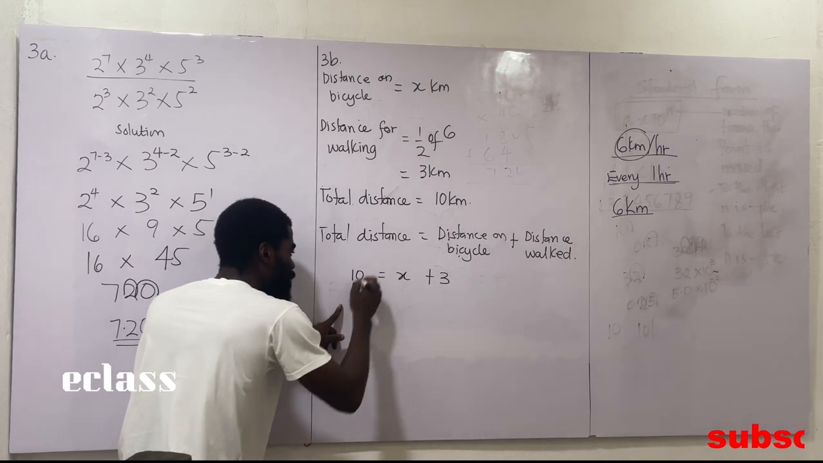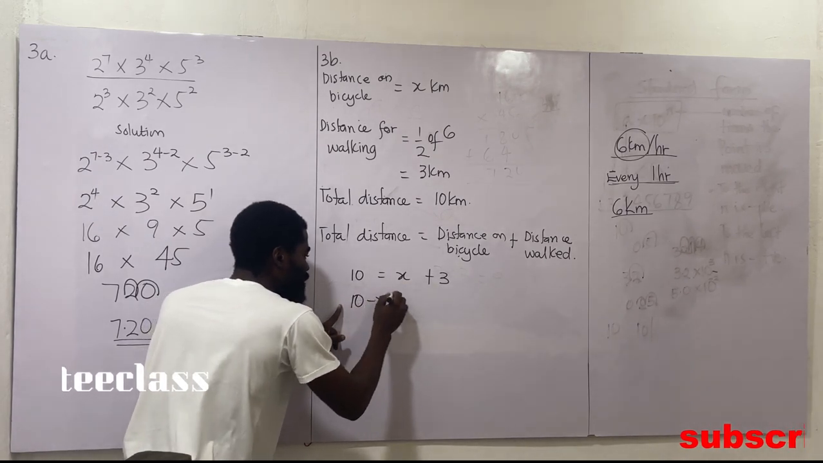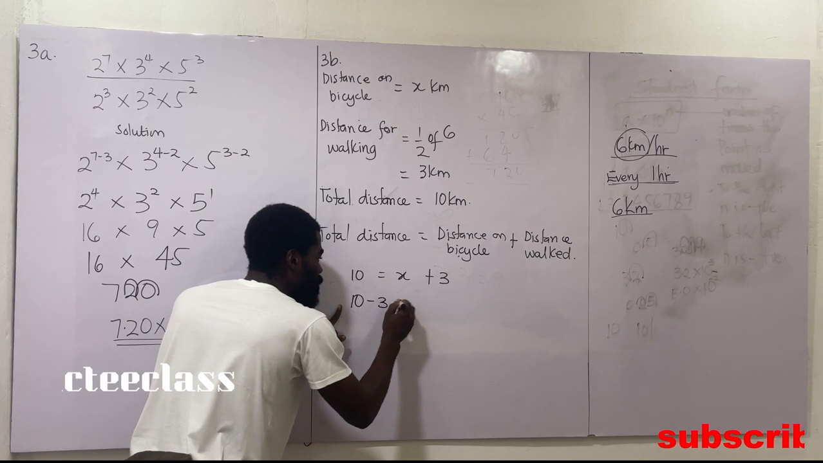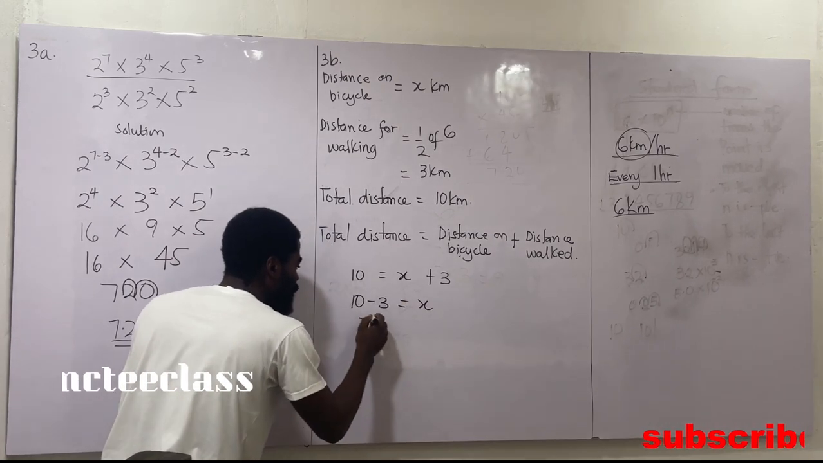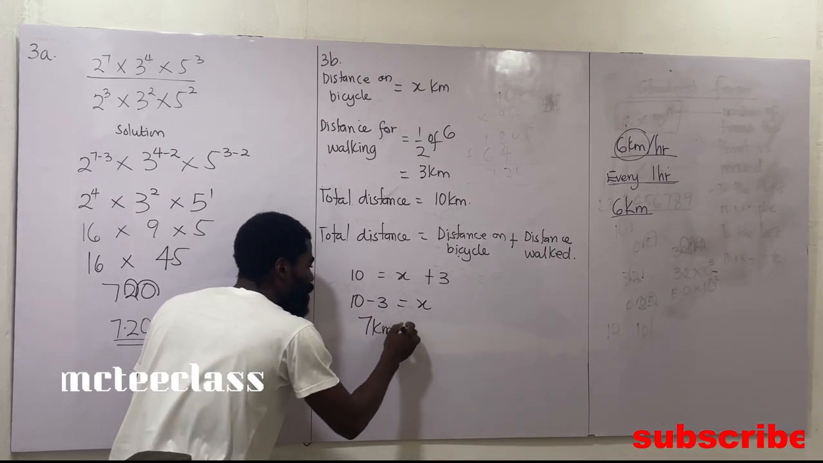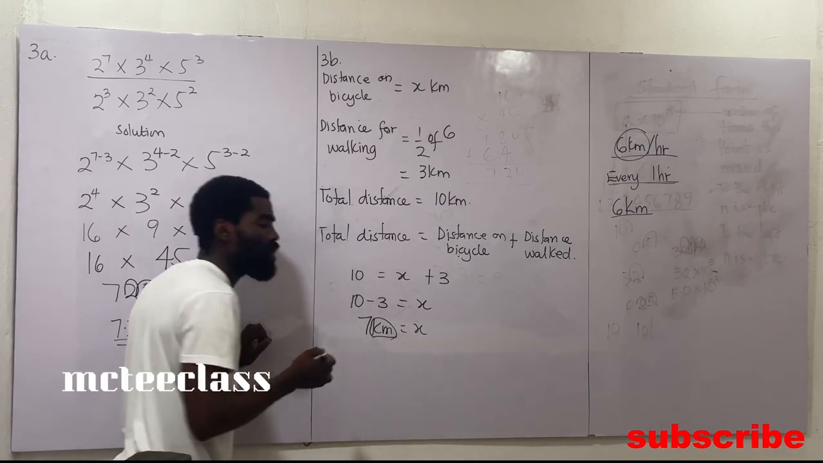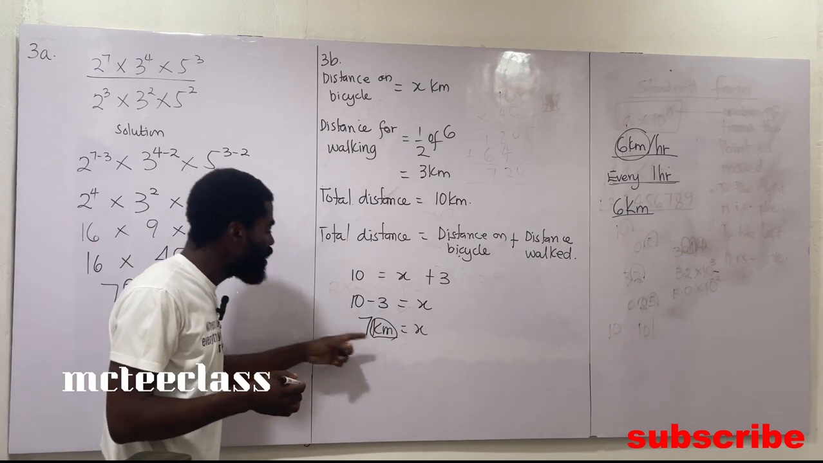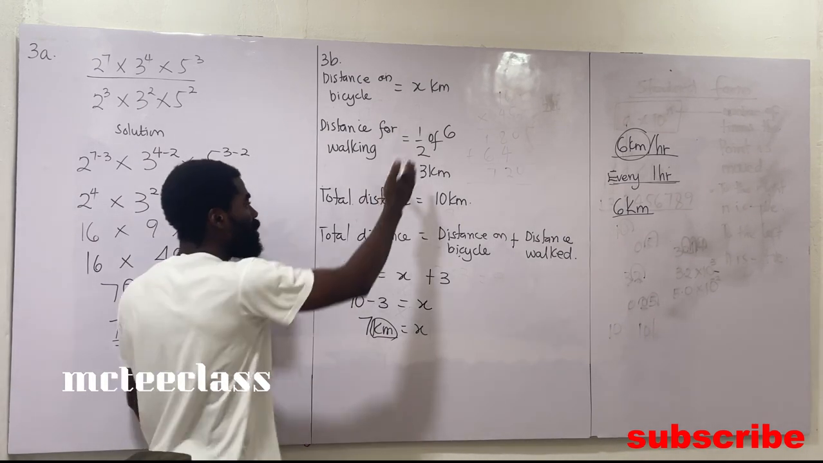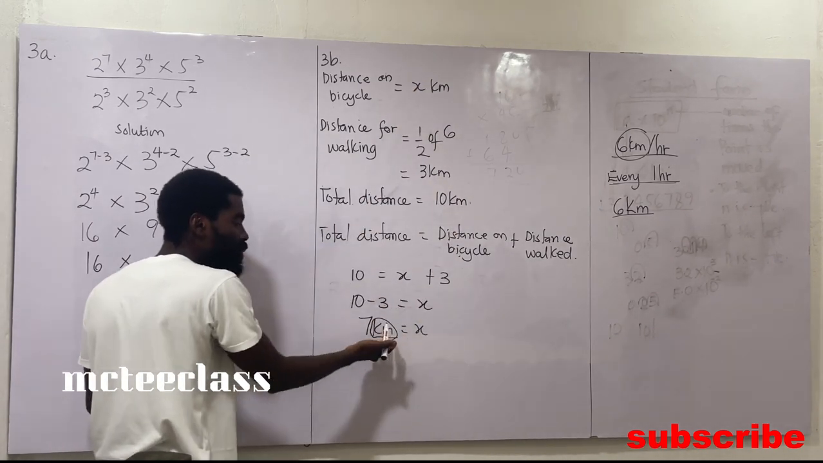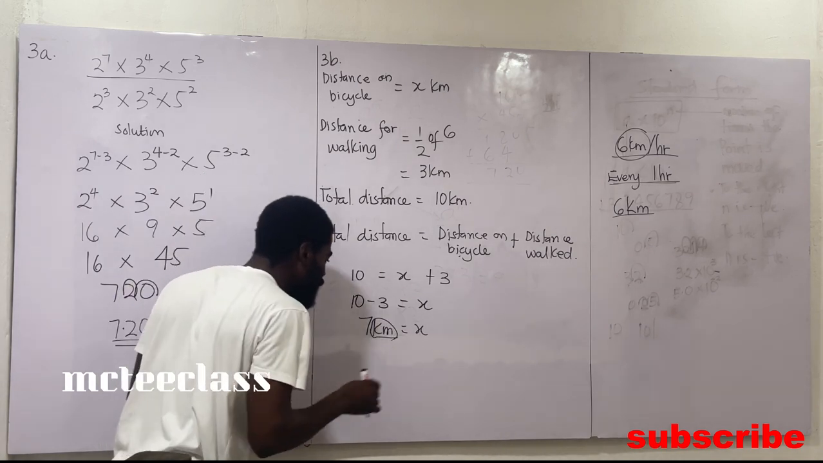So this gives me, let this one cross, 10 minus 3 equals X. So I get 7 kilometers equals X. The unit is very, very important. When you leave these out, everything is wrong. You might get some of the methods correct, but your final answer without the unit is very wrong, and you'll be deducted some marks.